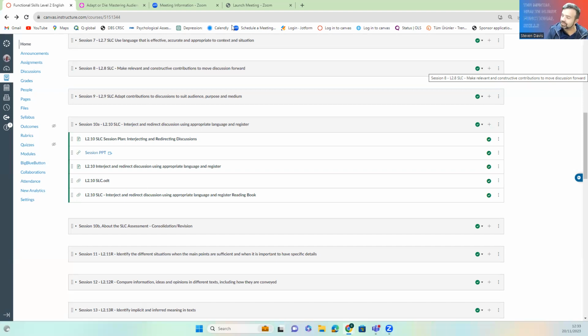We are at the end of the module, which is looking at interjection and redirection of a discussion and using appropriate language and register. So in other words, we're able to jump in if we need to. We're able to move the discussion on to a different area. We're able to use the appropriate language and we're able to use the correct pace and tone to do so.